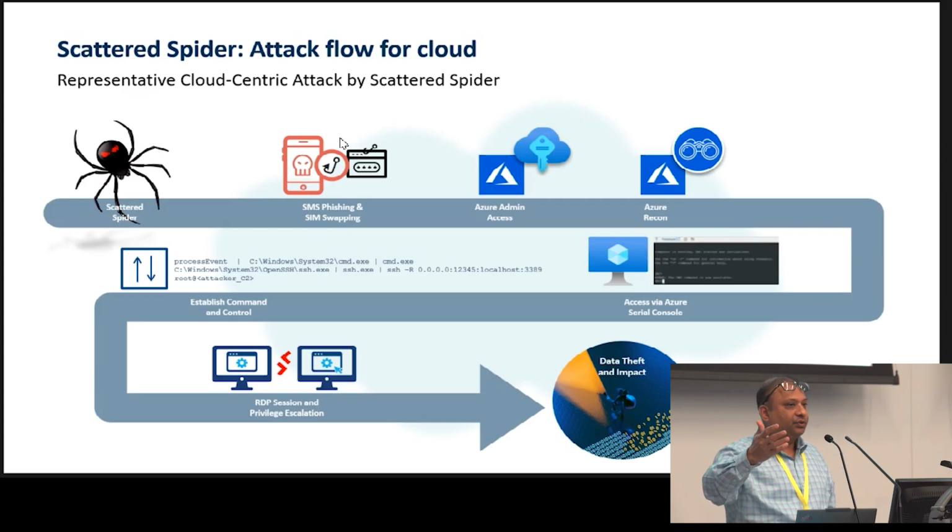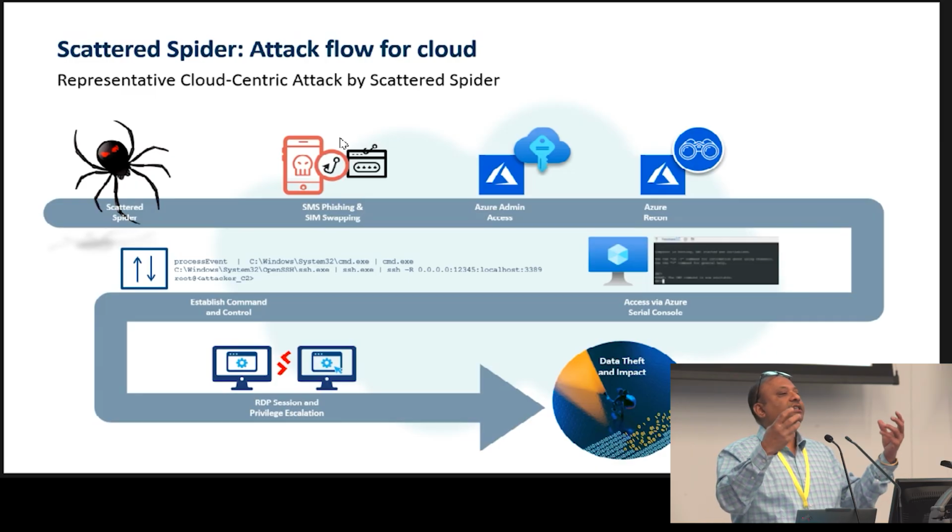Once they get access to the Azure admin, the next thing is they do recon. Within the Azure cloud, they want to see what kind of assets are running. Is it EC2? Is it the containers? Is it the data stores? They go look at all of them and gather all of this data. They are doing all of this reconnaissance, all of this intelligence gathering, just from the Azure CLI.